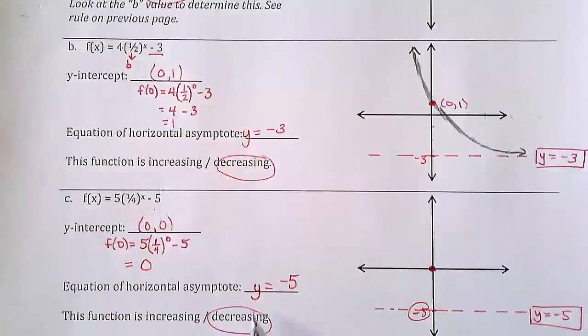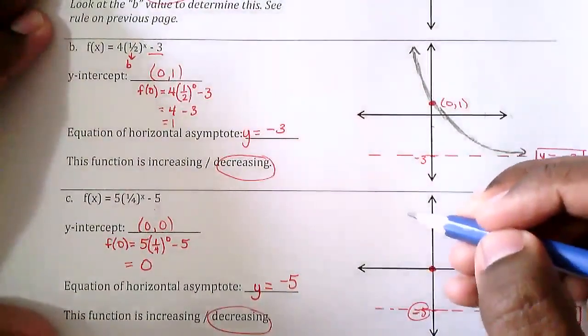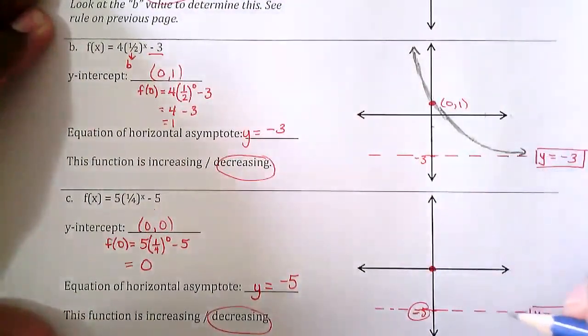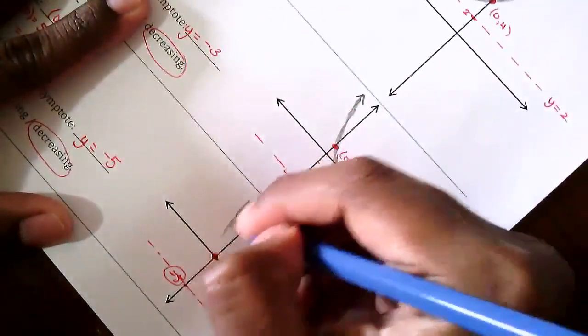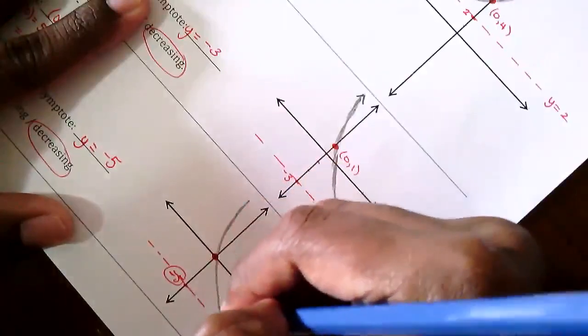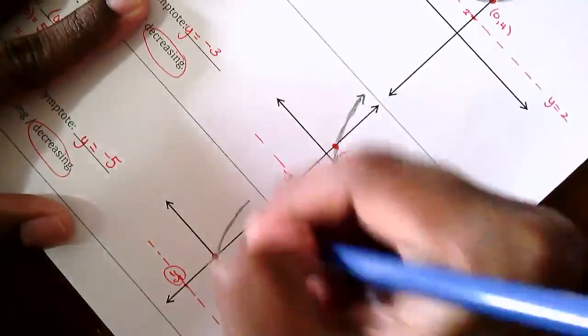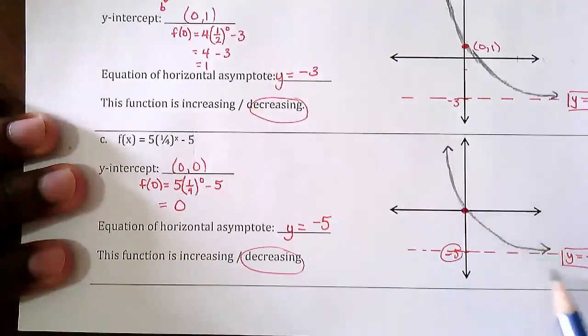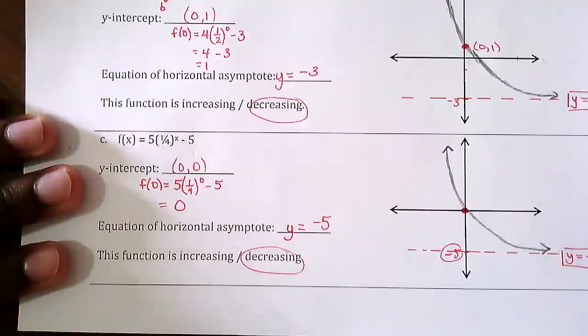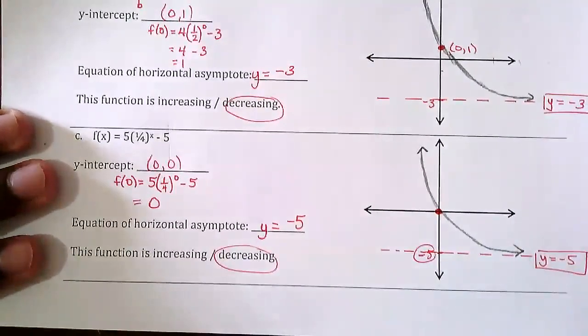And again, we know it's decreasing, so all you have to do is draw a curve that's decreasing. If it's decreasing, it's going to start higher up, and then as it goes down, get closer and closer to the horizontal asymptote. So I'm just going to flip the page to quickly draw this. Again, something that looks like this, where it starts higher up and decreases over time, getting closer and closer to the horizontal asymptote.